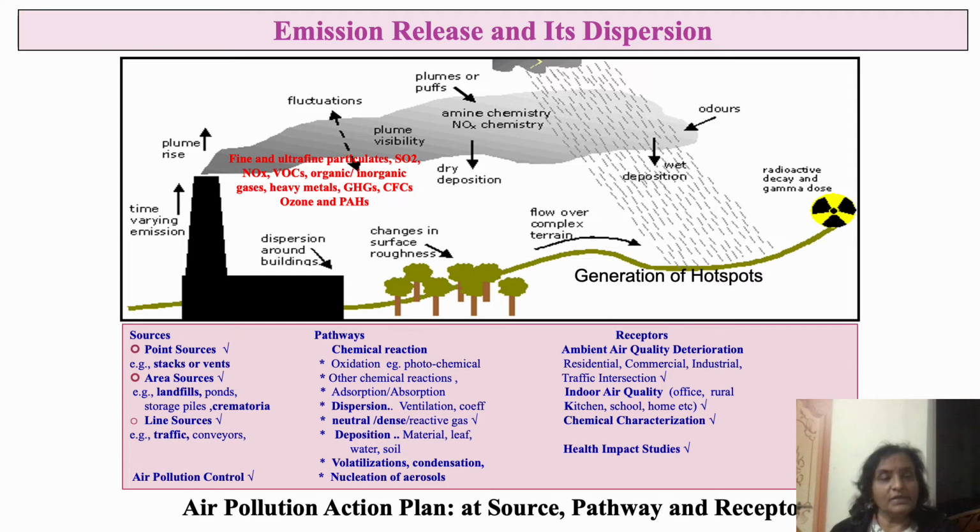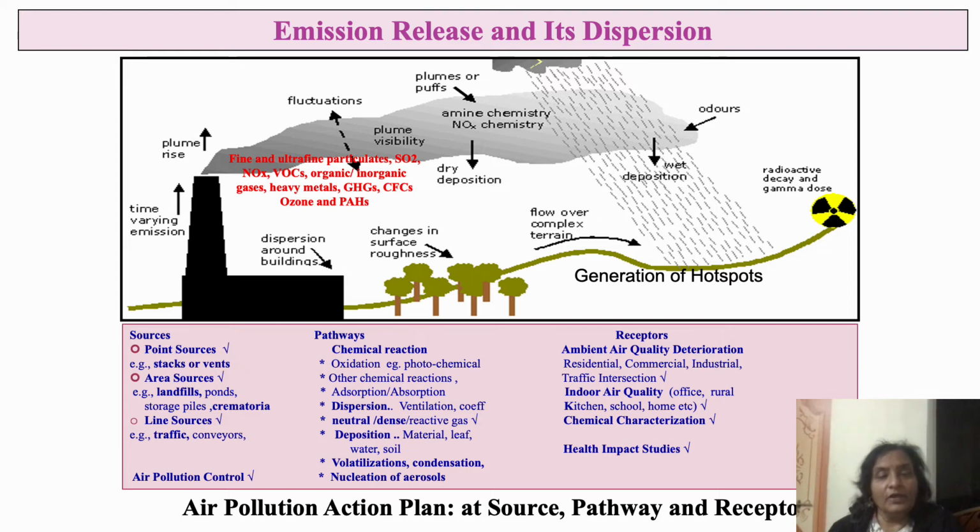What happens when these sources get released in the atmosphere? They go into a pathway and then settle down. So atmospheric activity like wet deposition etc. is taken into account. Then the solar or photochemical oxidation takes place. There is dry deposition. Changes in the roughness also generate a lot of complex activities in the pathway. There is a dispersion around the buildings right close to the point of origin.